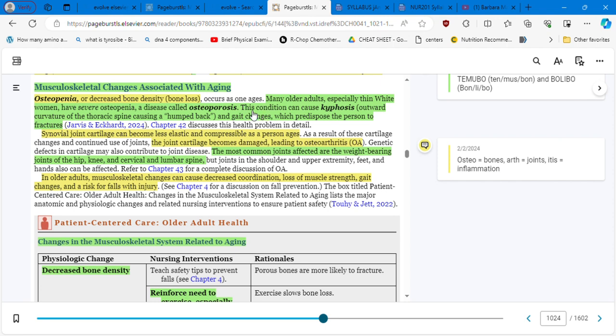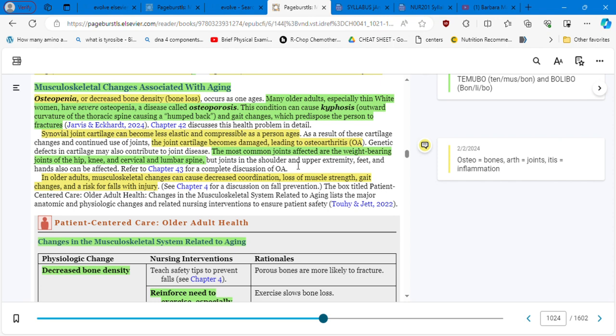This condition can cause kyphosis. Osteoporosis can cause kyphosis, outward curvature of the thoracic spine, causing a humpback, and gait changes which predispose the person to fractures. Okay, so synovial joint cartilage can become less elastic and compressible as a person ages. Joint cartilage becomes damaged, leading to osteoarthritis. Osteoarthritis: osteo means bones, arthr means joints, and itis is inflammation. Therefore, it's going to be the inflammation of the bones of the joints, okay?